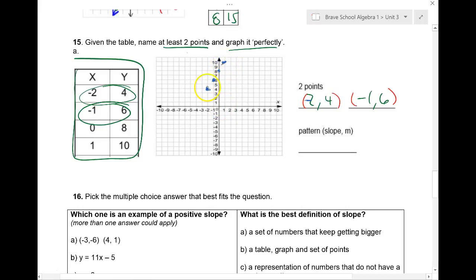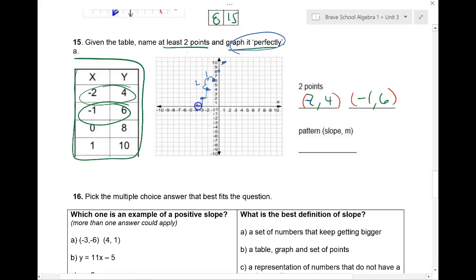Now if you guys notice, the pattern going from point to point is up 2, right 1. So remember, we want to graph it perfectly, so we need more points to make it more accurate. So in order to go this way, we're not going to go up 2 and left 1 and right 1. We're going to go down 2 and left 1.